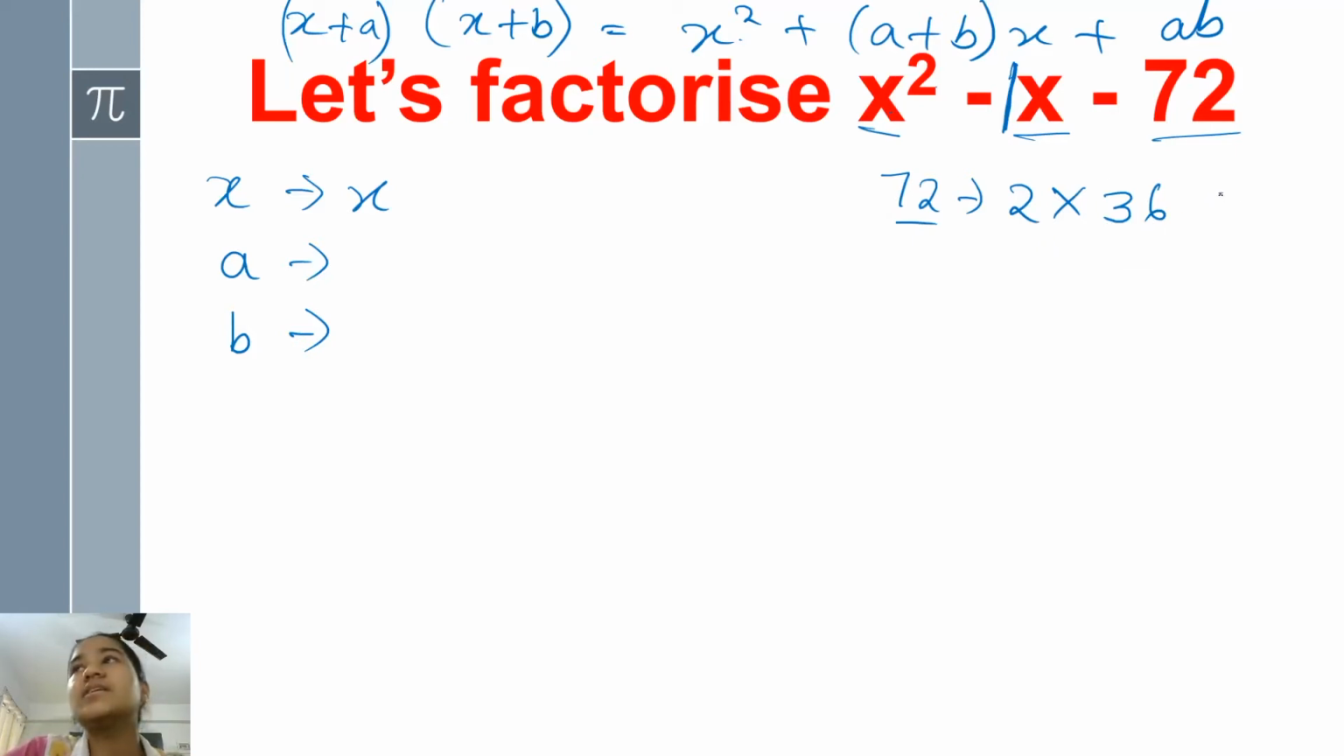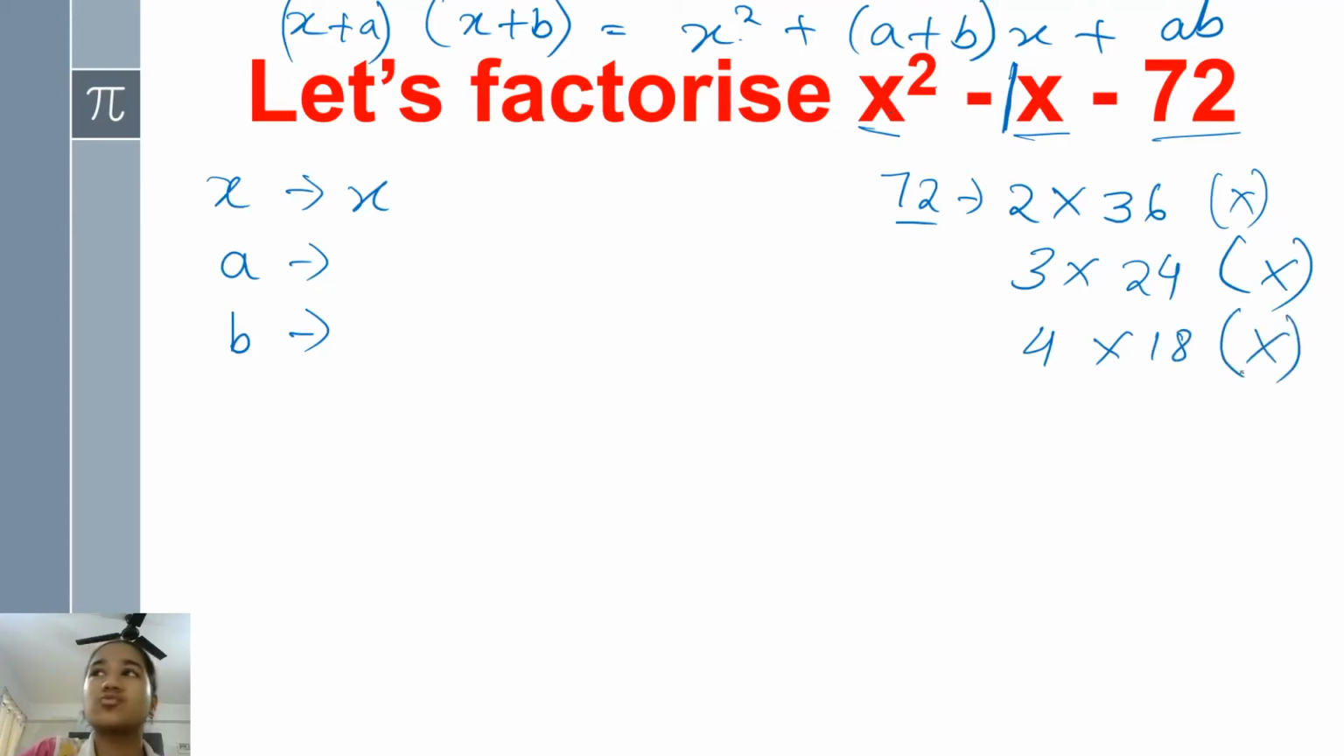No. So basically this pair will not suit. Another thing, can we go with 3 into 24? Will this suit? 24 minus 3 is 21. Oh, no. So this is also not going to suit. Next, can we go with 4? Yes. 4 into 18. No, this will also not suit. 8 into 9. Yes, this will suit because 8 minus 9 is minus 1.